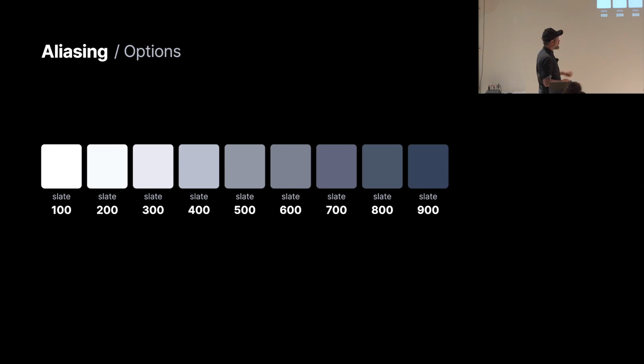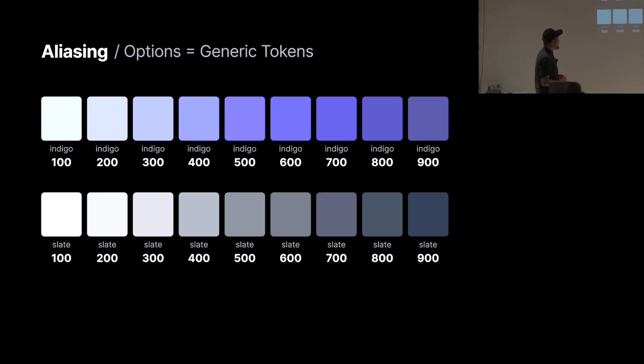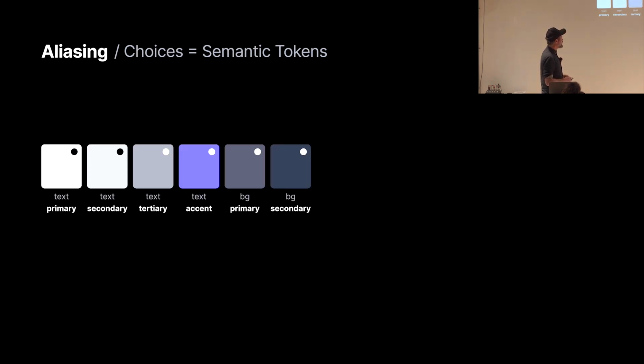Let's have a look at the slate color palette. Some of these slate color tones have a more prominent role. For example, slate 100 might be our text primary, slate 200 text secondary, slate 400 text tertiary, and so on. We might also have specific values for our background color. So some colors have a prominent role here in our design. And in the design token world, our options can be called generic tokens, the set of tokens that contain all of our options. And the choices could be called semantic tokens.